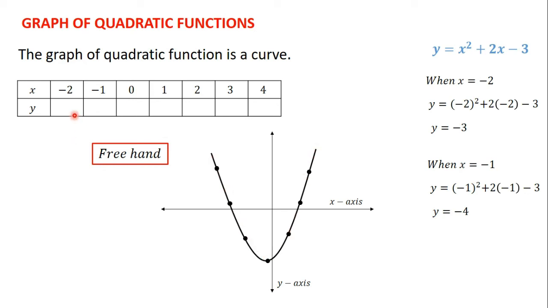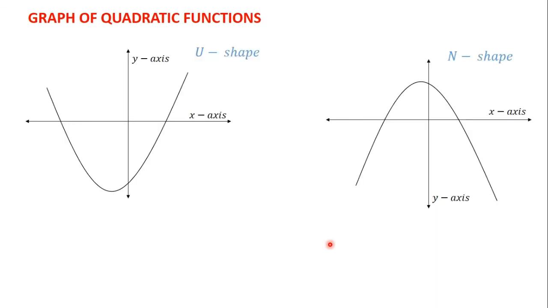So after finding the y value for each of these x values, you plot them on a graph sheet, then you join the points with your free hand to get the graph of the quadratic function. As we have seen, the graph of quadratic functions that we'll be drawing in this topic will look like this, that is the U shape, or like this, that is the N shape.